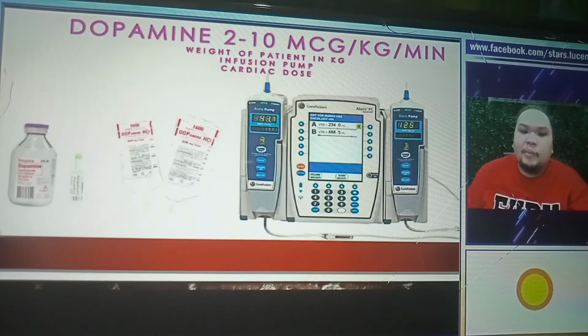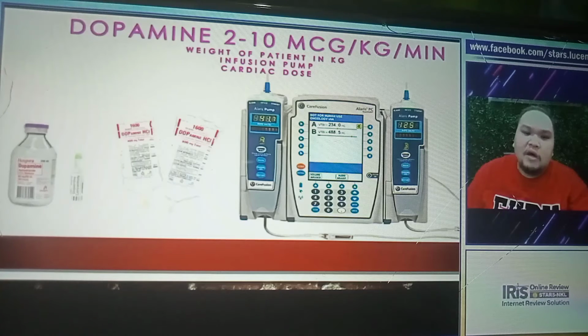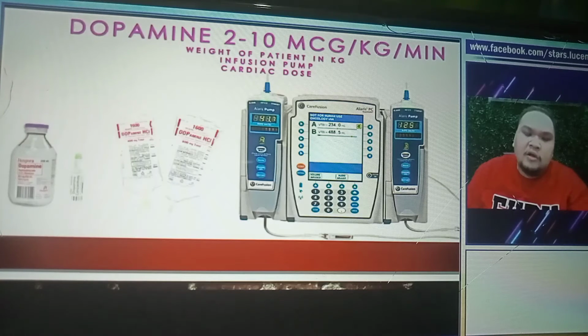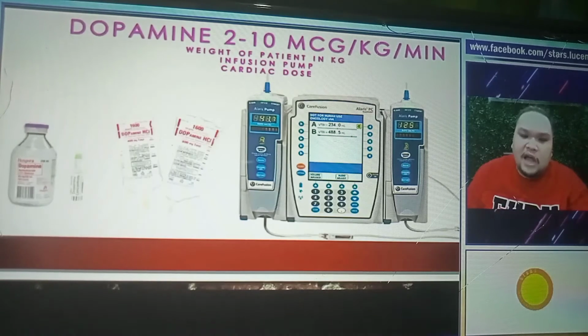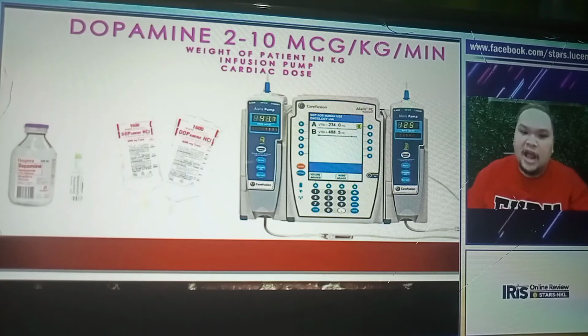So what does dopamine do? Dopamine is an inotrope. It actually increases contractility to the heart of the patient. So that depends on the reaction of the patient. Okay, how would the patient respond to the dopamine being given? So an increment or decrement is actually being observed, depends on the patient's reaction.